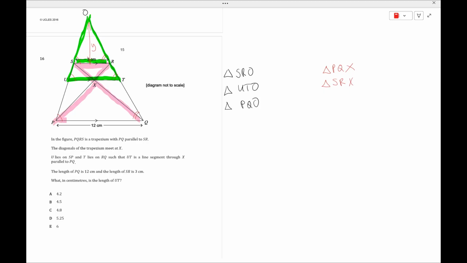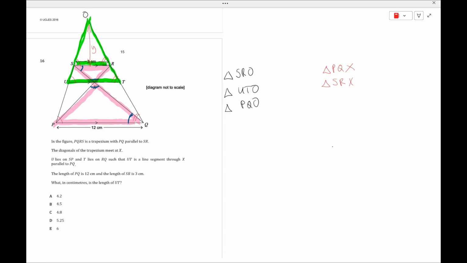I've used the fact that we've got opposite angles, so we've got that angle there and this angle here. But then we've also got alternate angles, so this angle here is alternate to that angle here. Now, because SR is the corresponding side to PQ, I know that the scale factor between PXQ and SRX is 4:1. So I'm going to call this X, and I'm going to call this 4X.